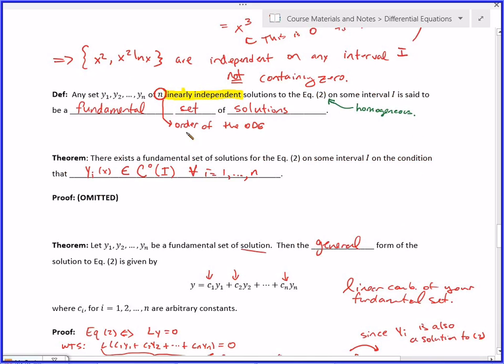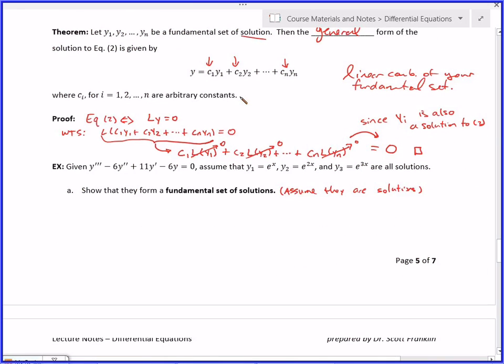Okay, what else has to be true for it to be a fundamental set? How do we check that? Make sure that the trivial solution is the only solution? Right, so we could do it by the definition.